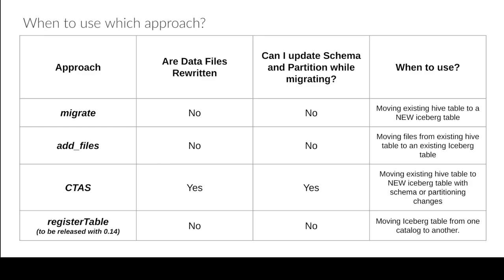And then there's a register table procedure. Well, it existed before 0.14, but now it exists for all catalogs as of 0.14. And essentially now what you can do is, using the Java API, you can instantiate the catalog. So you can take the catalog that you want to move a table to, and then register a metadata.json file. So this is not to move a Hive table to an Iceberg table. This is to move an Iceberg table from one catalog to another.